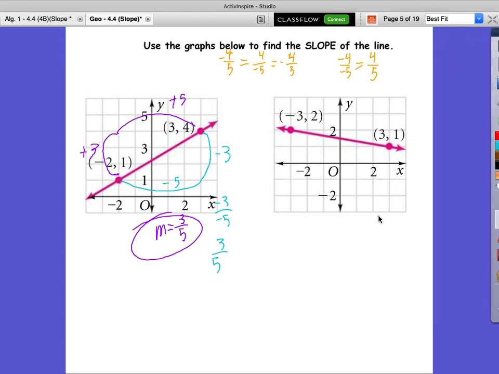So, for this one, I want you guys to find our slope. Which one do we start off at? It doesn't matter. I just showed that it doesn't matter. Once you have it, raise your hand. Or if you have questions, raise your hand.